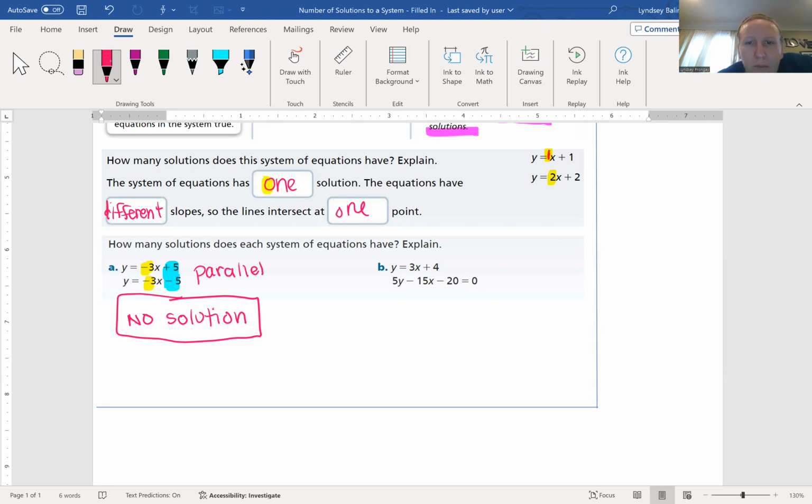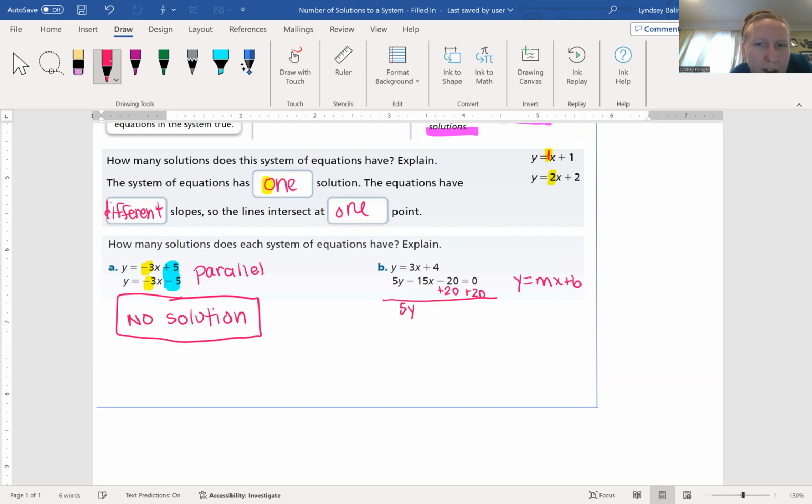Okay, and letter B, the top one's in slope-intercept form. That is nice, but our bottom one is not. It's in a weird form right now. We have x's and y's and numbers all on the left side. So even though this isn't quite like the ones we did before, we're still going to make sure in the end it looks like y equals mx plus b. It doesn't matter what we do first. We can do the x's first, the constant first. Let's start with the constant. Let's get rid of that -20 by adding 20.